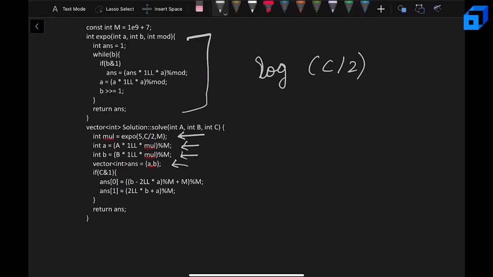We assign answer as A, B. If C is even, then we are done. We found the answer. If C is odd, we need to do one operation one more time. That is, we'll change the first value as B minus 2A, and we'll change the second value as 2B plus A, and we'll finally return answer.